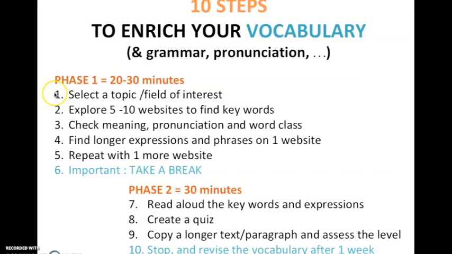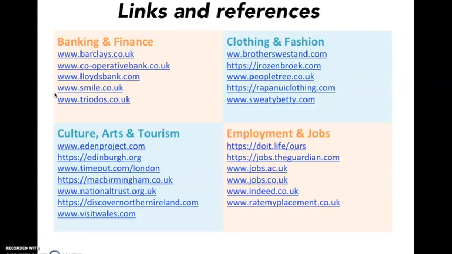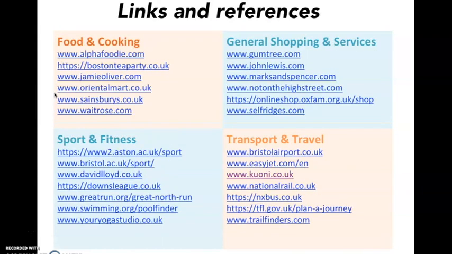Here are 10 steps to enrich your vocabulary. Step one is to select a topic or area of vocabulary that you want to improve. Start with something you genuinely like and are interested in before you try something more difficult, more challenging that you feel you have to learn. I've put examples of different categories at the end of this video and some links. So I'm going to use the example of transport and travel.